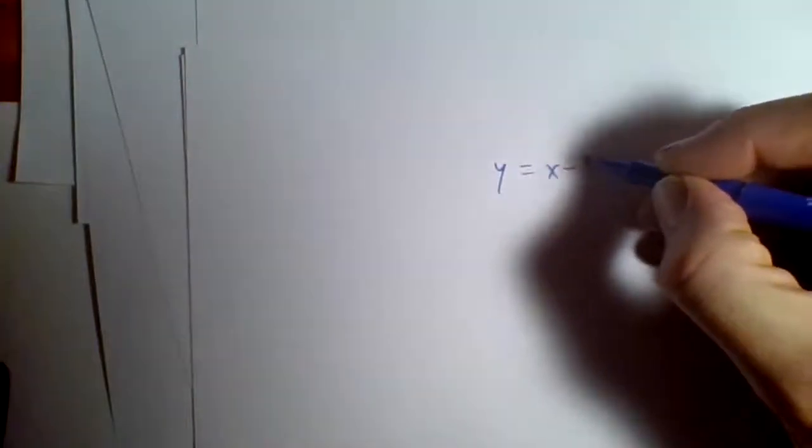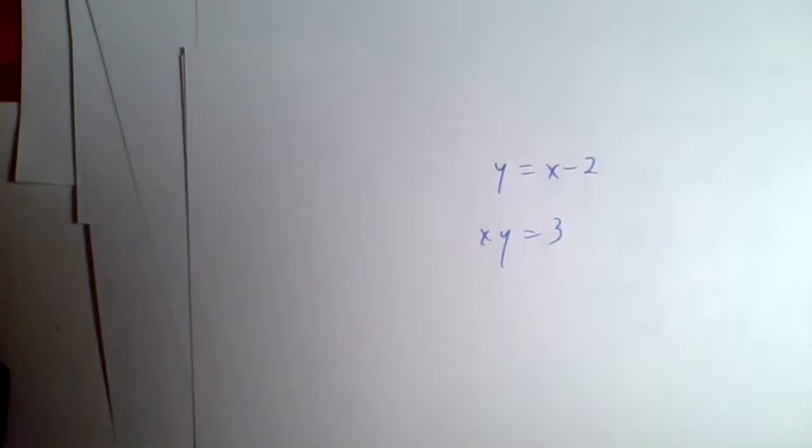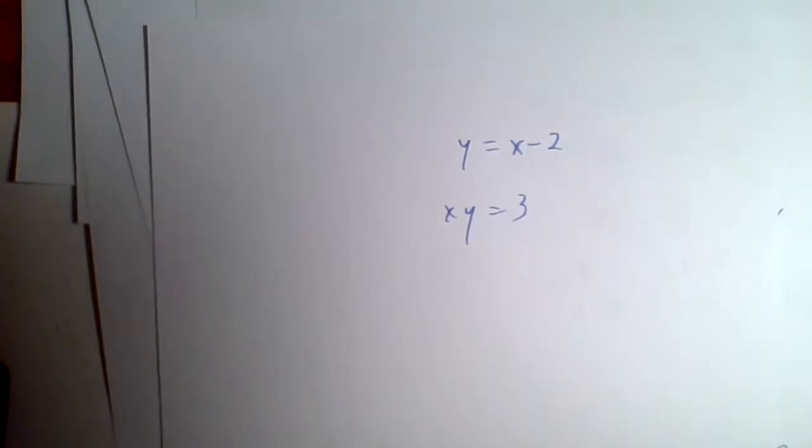Y equals x minus 2 and x times y equals 3. We're trying to find 2 numbers that multiply to 3, and one of them is 2 less than the other. I guess that's one way of saying it out loud, but we're going to solve this little system. We need an x and y that make both of these things true. I think there's a fairly obvious solution to that, but I don't know if that's the only solution.